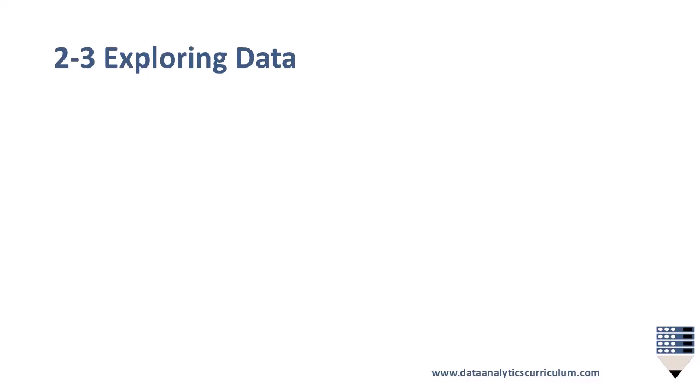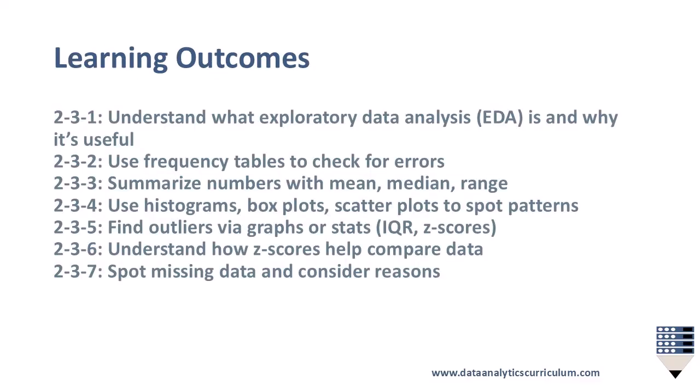Learning Outcomes. By the end of this section, you'll be able to understand what exploratory data analysis, or EDA, is and why it's useful. Use frequency tables to check for errors. Summarize numbers with measures like mean, median, and range. Use visual tools, histograms, box plots, and scatter plots, to spot patterns. Detect outliers using graphs or statistics such as the interquartile range or z-scores. Understand how z-scores help compare data on different scales. Spot missing data and consider possible reasons.